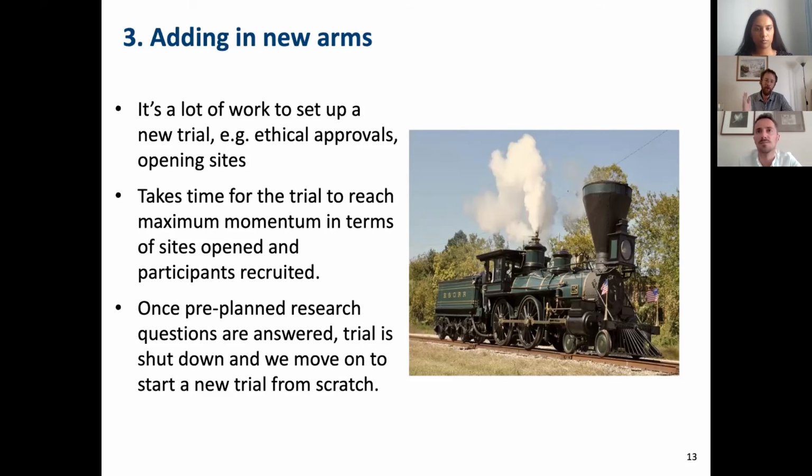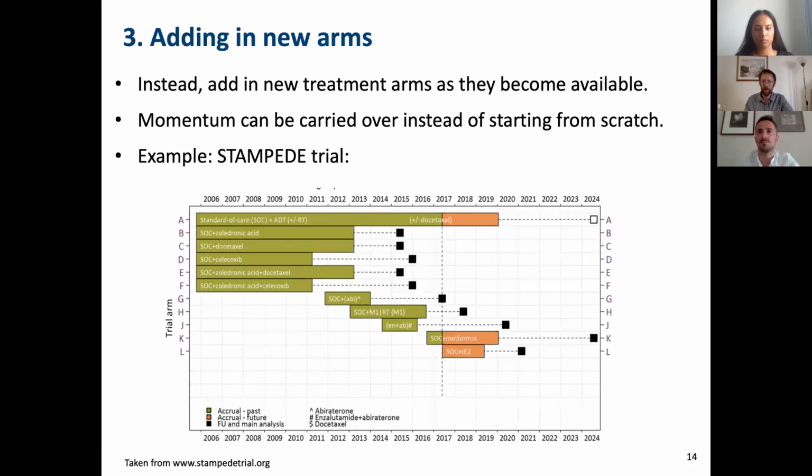And then at some point with a traditional trial, well, you've reached the target sample size, so you put the brakes on and close all of the trial and do the analysis. Well, a platform study where you're adding in new arms is using the momentum that you've built up in the trial to test new research questions. So once the pre-planned research questions you had on the first treatments are answered, you can instead add in new research questions. And this has a lot of advantages.